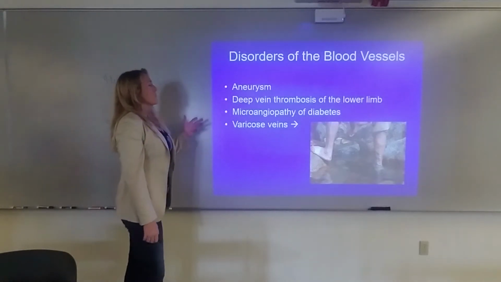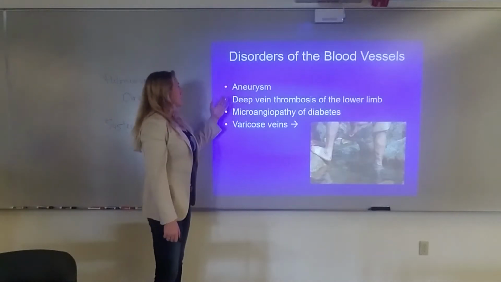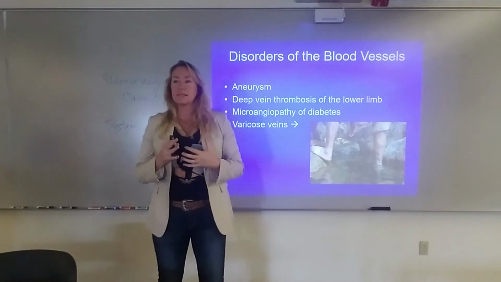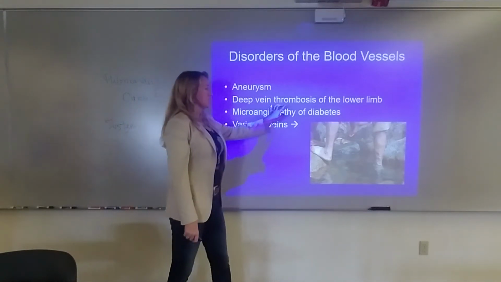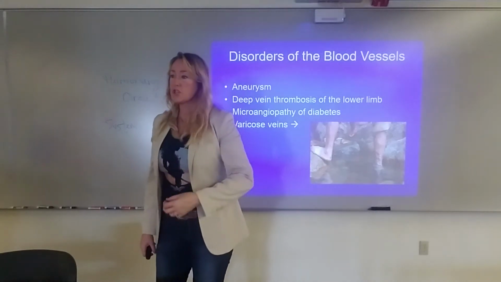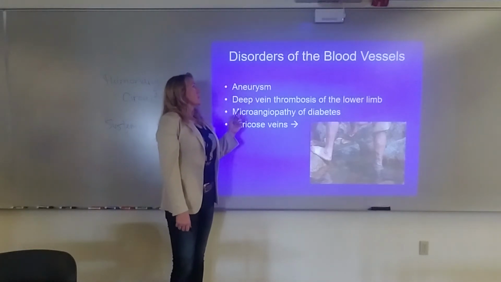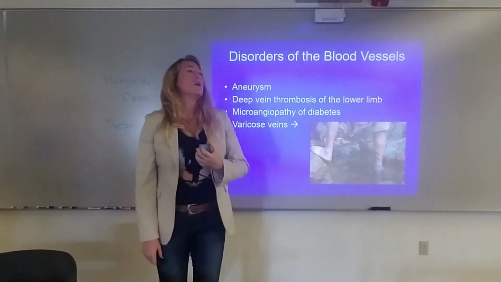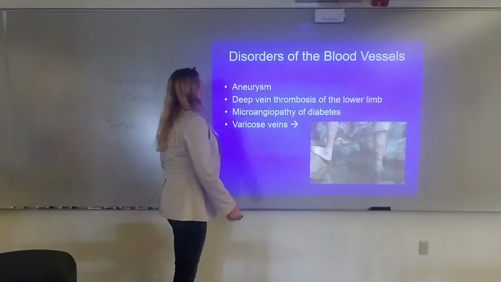So there's a lot of disorders and diseases of the blood vessels or the circulatory system. We've got aneurysms, where that's sort of a ballooning out of a blood vessel, sort of gets really large in size. There are deep vein thromboses, specifically of the lower limb. That's very common. I talked about circulation and blood pooling problems. That can happen. So there's a vein that gets, a thrombosis is just a clot, okay? So this is a blood clot in one of the major veins, especially the lower limb.